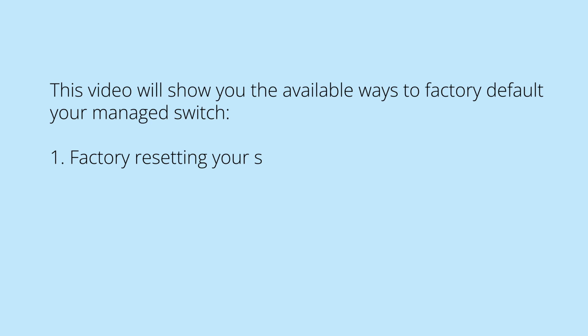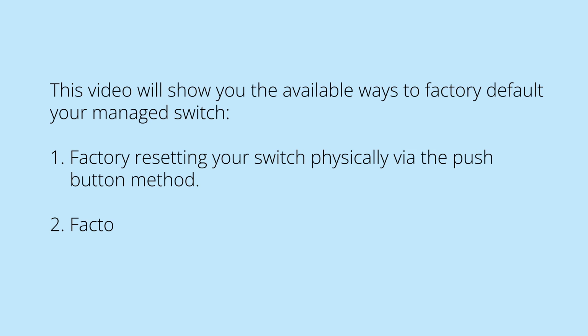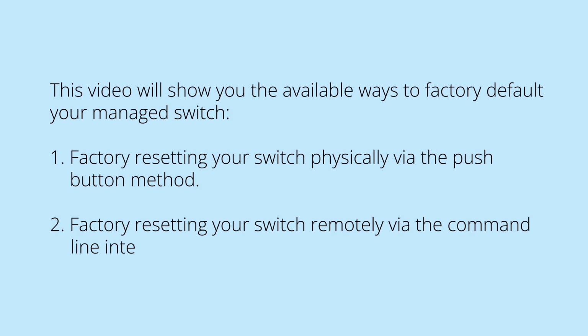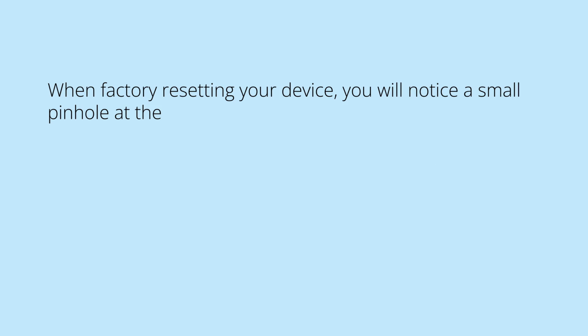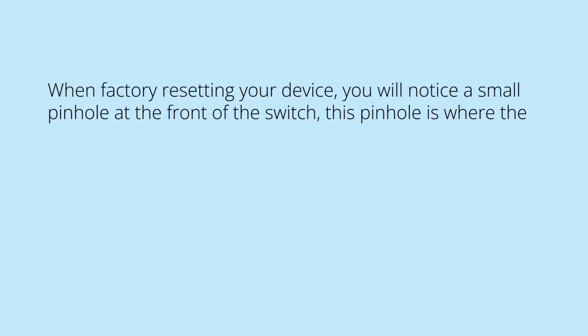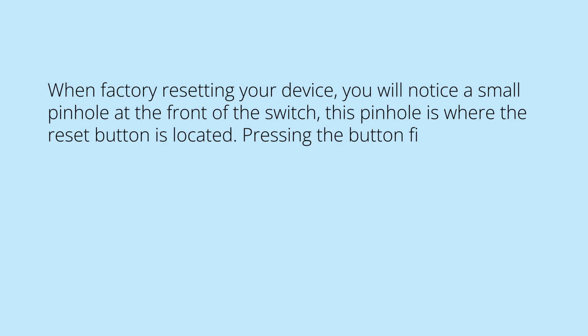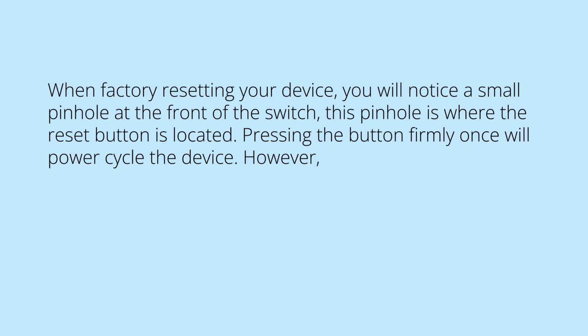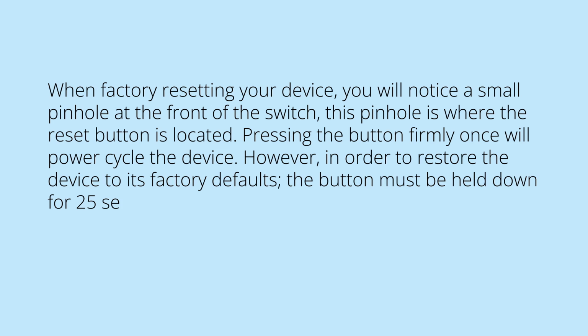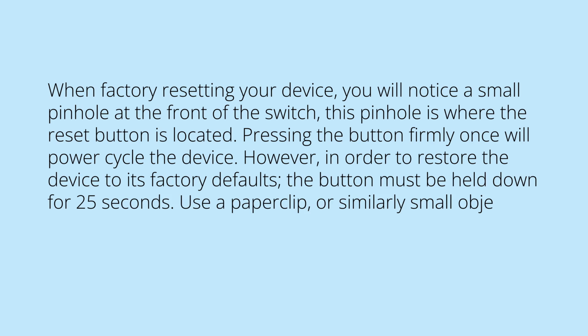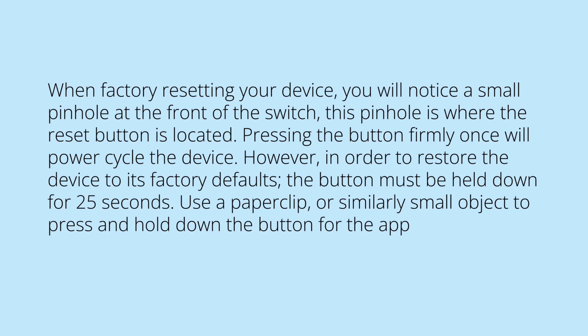This video will show you the available ways to factory default your managed switch through either resetting your switch physically via the push button method, or factory resetting your switch remotely via the command line interface. When factory resetting your device physically, you will notice a small pinhole at the front of the switch. This pinhole is where the reset button is located. Pressing the button firmly once will power cycle the device. However, in order to restore the device to its factory defaults, the button must be held down for approximately 25 seconds. We can use a paperclip or similarly small object to press and hold the button down for the appropriate length of time.